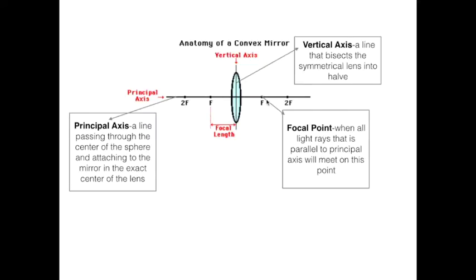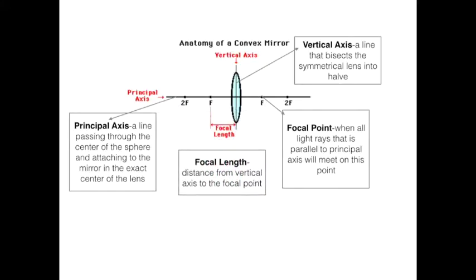A focal point is when all the light rays that are parallel to the principal axis will meet on this point. And a focal length is actually the distance from the vertical axis to the focal point.